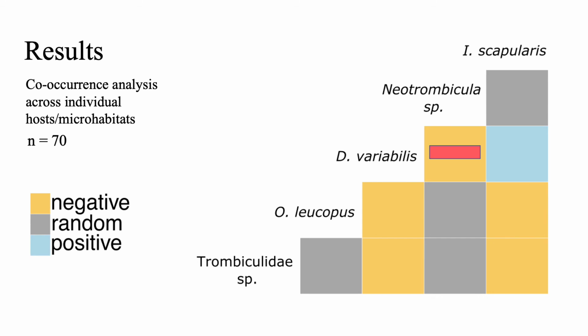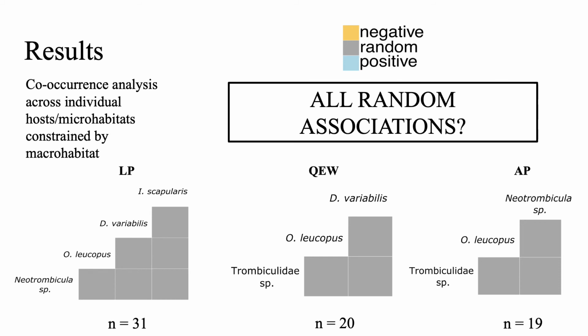Wood ticks and neotrombicula mites had a negative co-occurrence, as they were never found on the same host, but were expected to, whereas black-legged ticks had a random co-occurrence with these mites. All other associations between fleas and the mite groups were random. However, when the analysis was constrained by population source, all co-occurrences were found to be random.